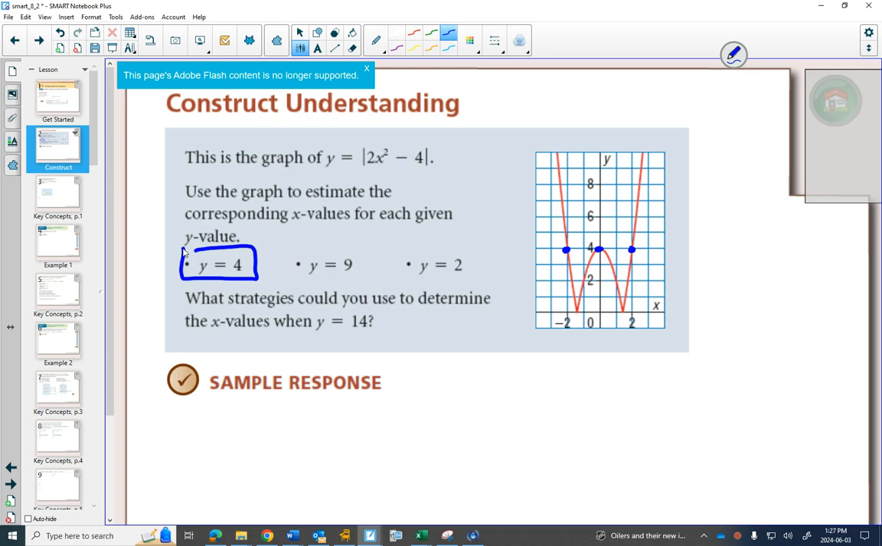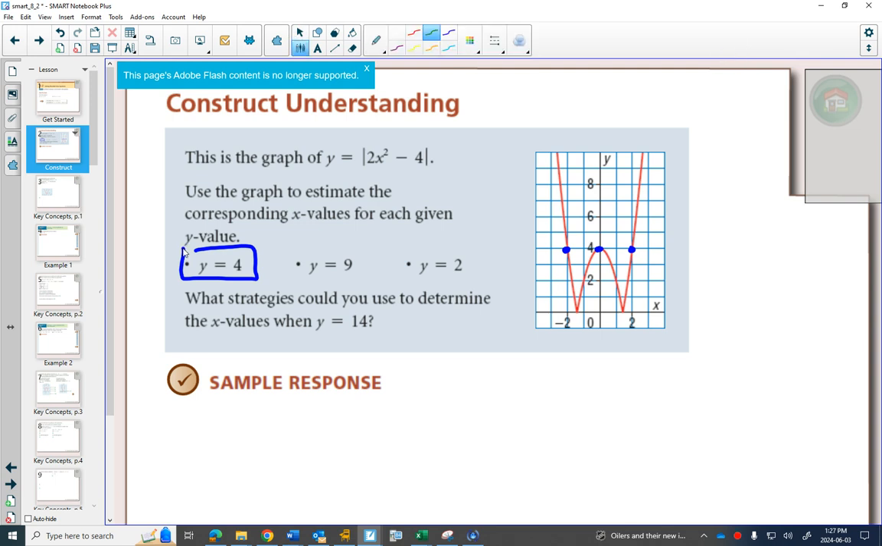If you plug in 0, 0 squared is 0. Times 2 would still be 0. Minus 4 would be −4 inside the absolute value. What's the absolute value of −4? 4. It works as well. And positive 2 would work as well.